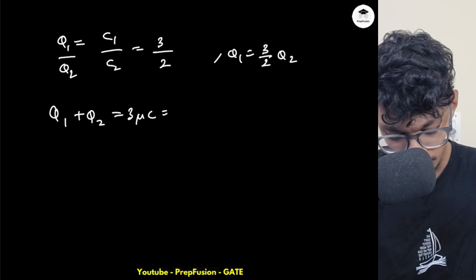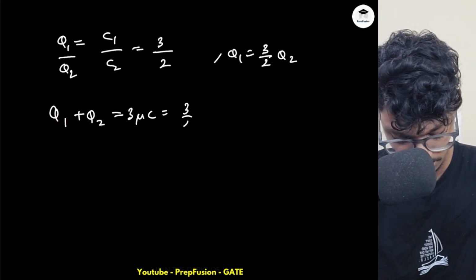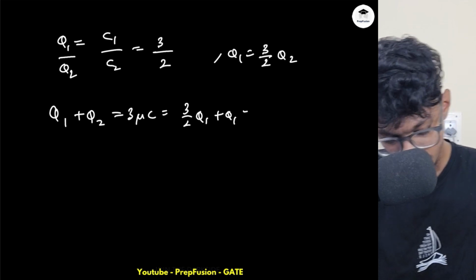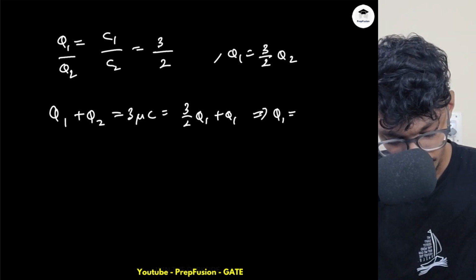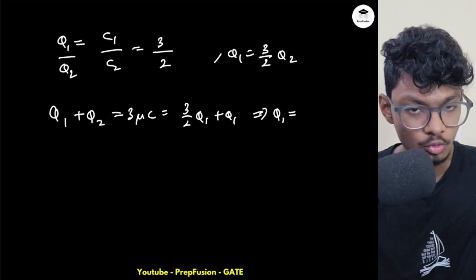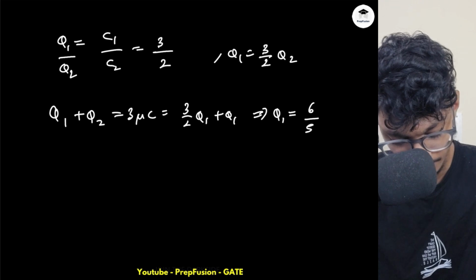Which is actually equal to this, right? I will replace Q1 with this particular thing. So 3 by 2 Q1 plus Q1 equals 3 microcoulomb. So what does Q1 come out to be? It is 5 by 2 Q1, and Q1 comes out to be 6 by 5 microcoulomb.